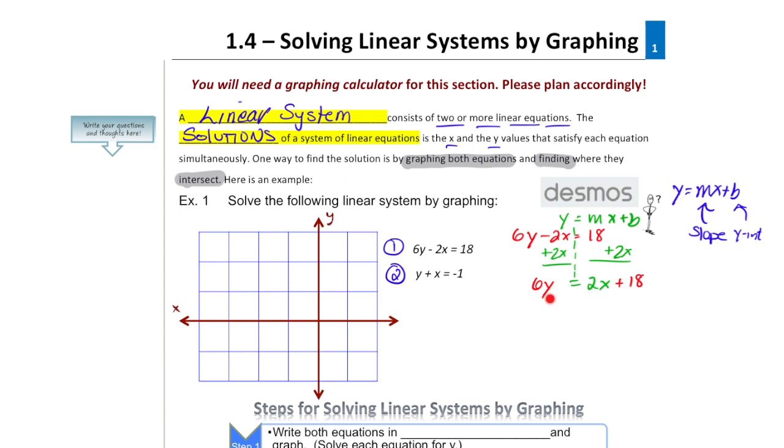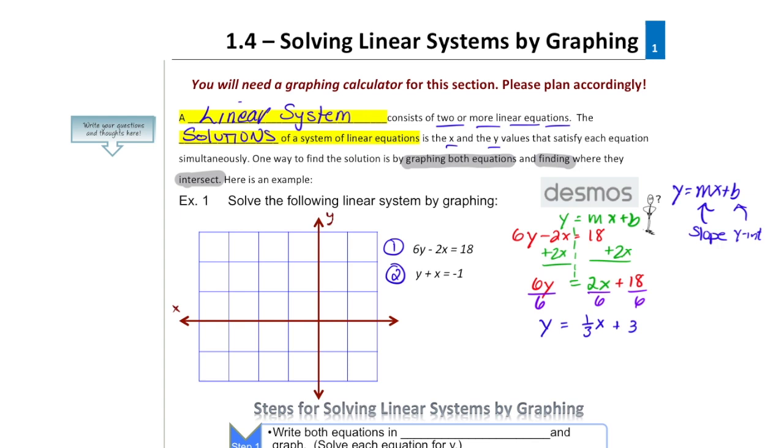Then our last step: this still doesn't quite fit slope-intercept form. It's got a number in front of the y, and I can't have anything other than a 1 right there. So we just divide by that lead coefficient, in this case a 6. Notice you have to divide everybody by 6, and you get y equals 1/3 x plus 3. 2 over 6 simplifies, and 18 over 6 is 3.